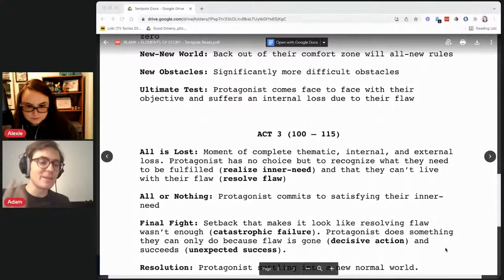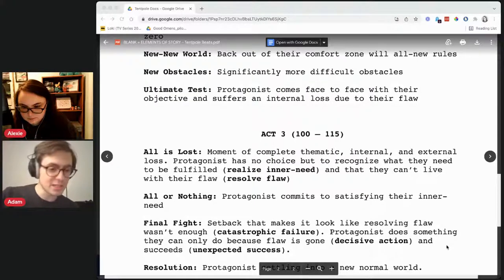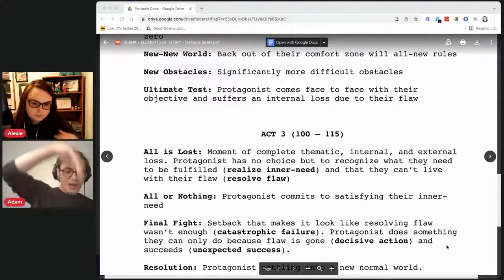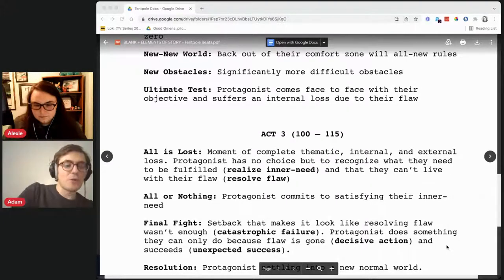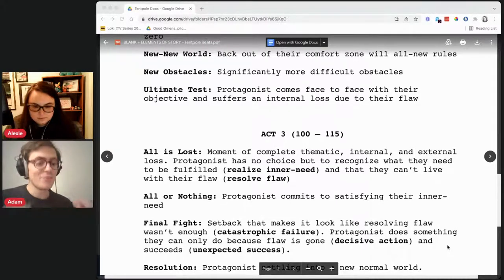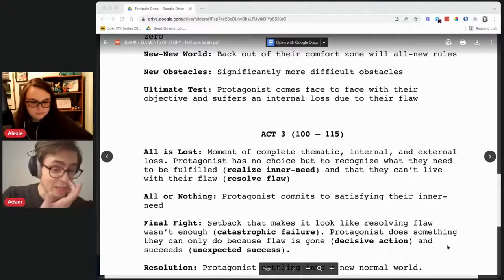The all is lost moment, and I don't mean gives up, or like it seems impossible, we're never going to win. This is a moment where we've reached a peak of energy and we go to a trough, a low point. If you're doing your job right, there's an earned emotional moment where the protagonist realizes the lie they've been telling themselves and chooses to commit to the truth that will set them free, which is the inner need.